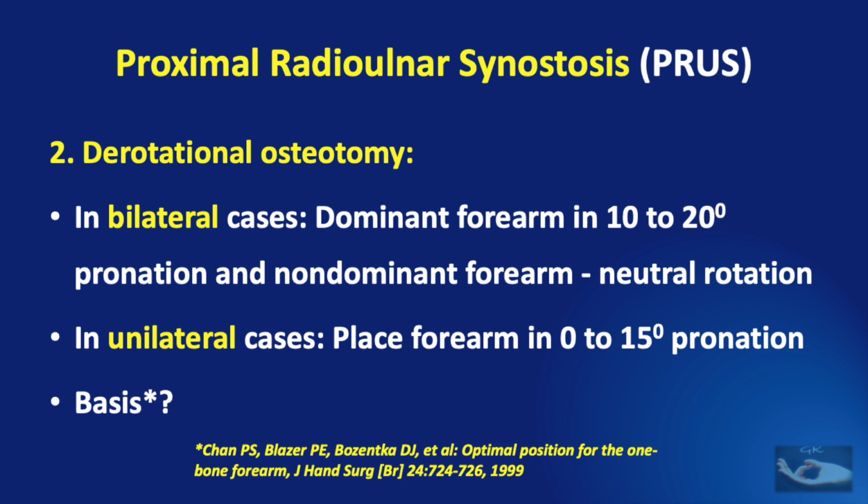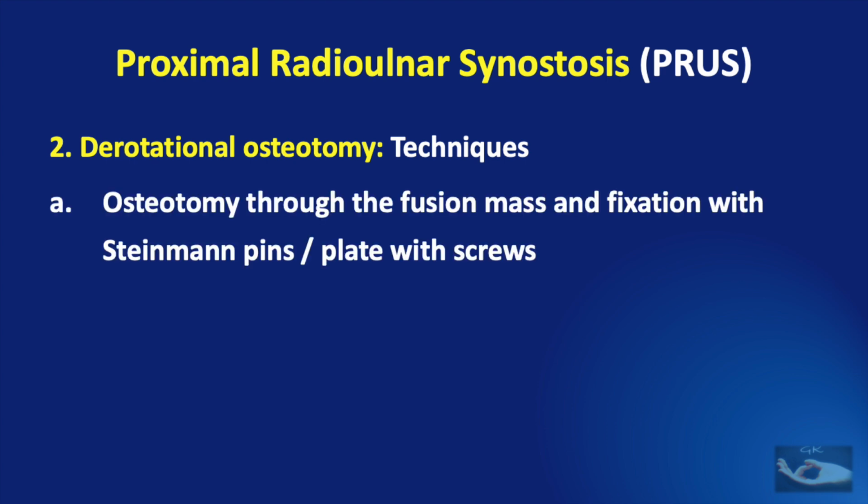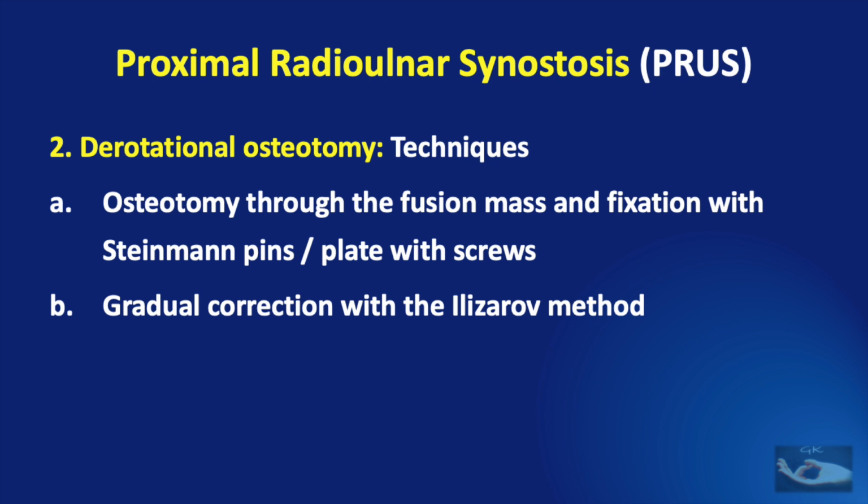Now, what is the basis for all this calculation? A study of the optimal rotational position for a one bone forearm indicated that 30 degrees of pronation provides the best function for writing and working with small objects with the dominant arm. There are four techniques for performing this derotational osteotomy procedure. The first and most commonly used technique is osteotomy through the fusion mass and fixation with Steinmann pins or plate and screws. The second method is gradual correction with the Ilizarov method.